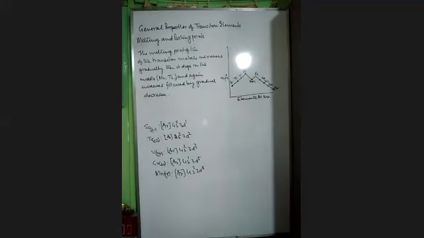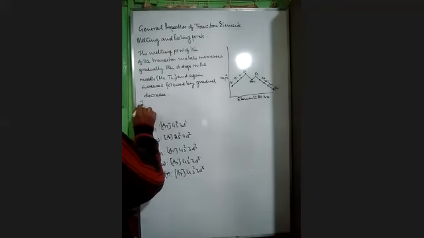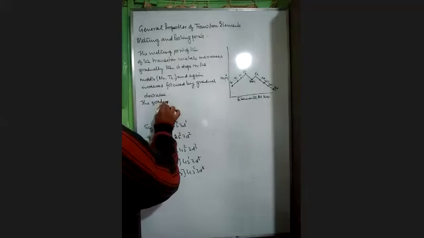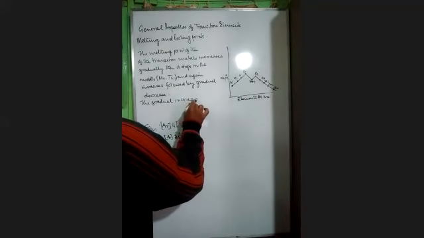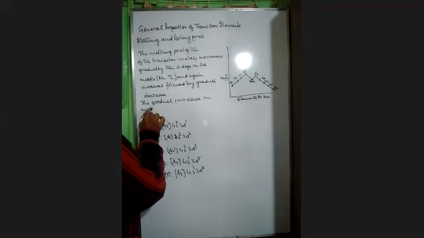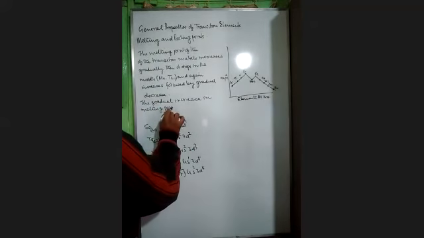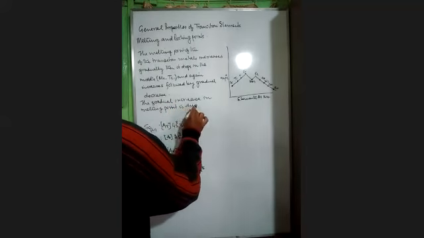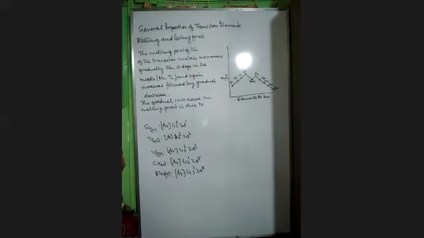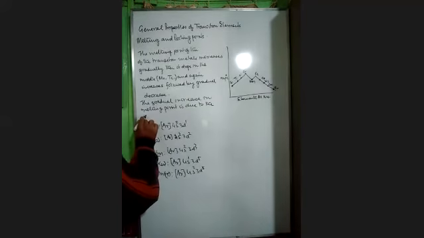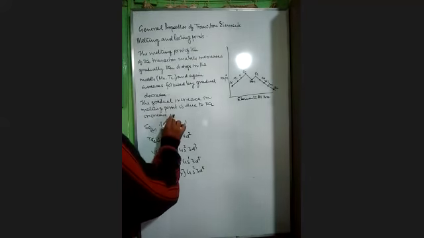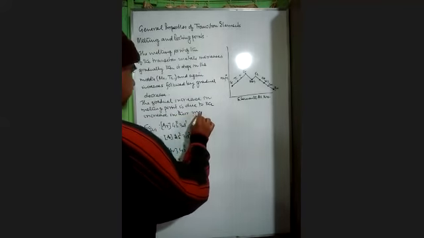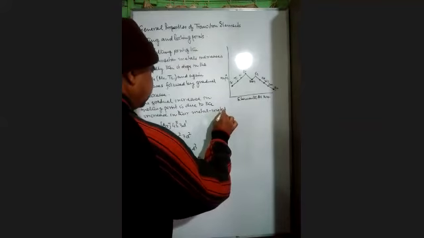So what should I say now? The gradual increase in melting point is due to the increase in their metal bonding.